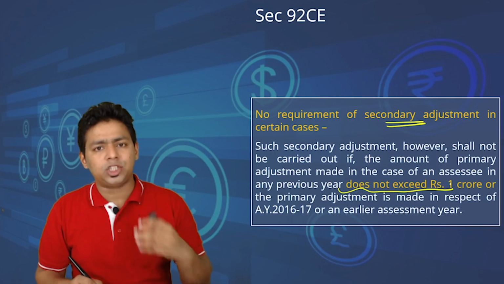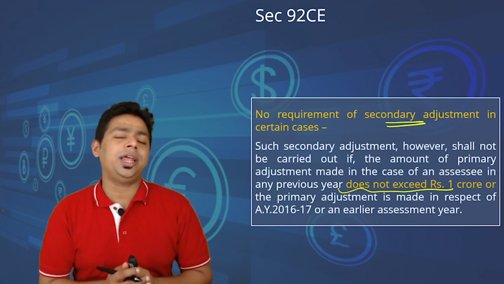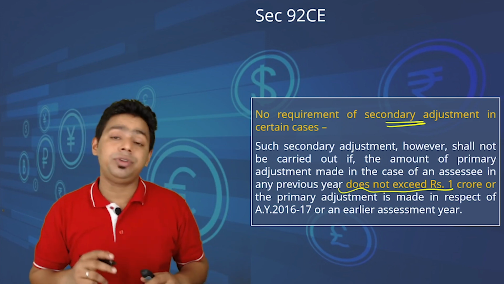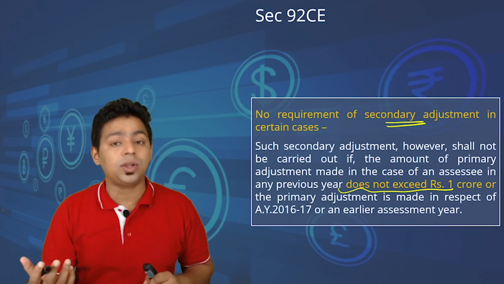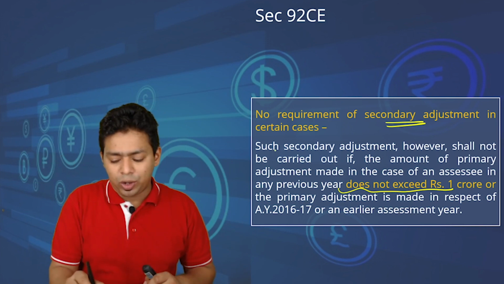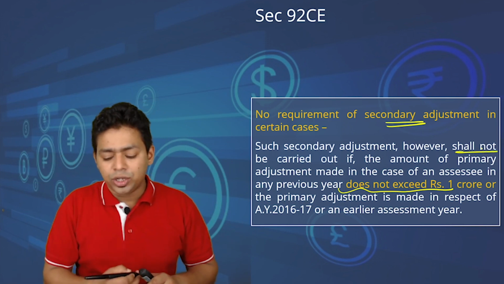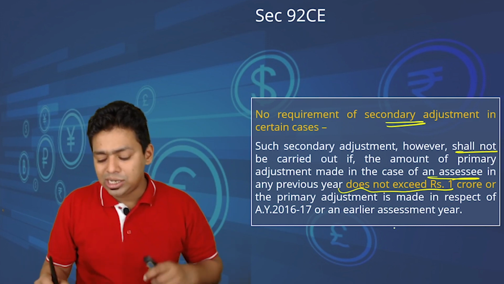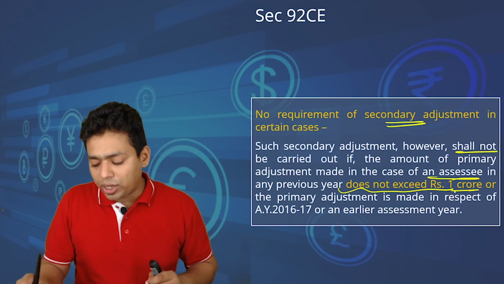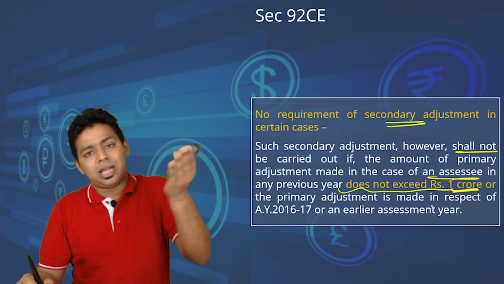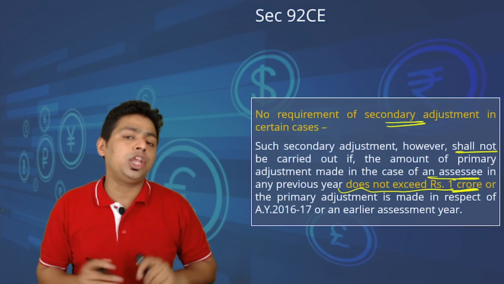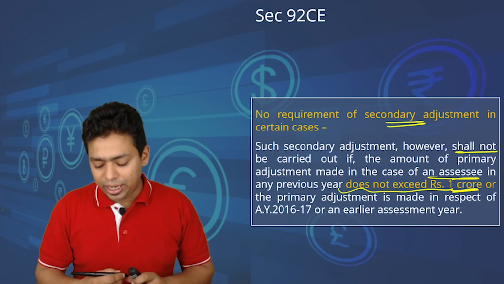If your total adjustment value is less than 1 crore rupees, then the government says, okay, you are excluded, because we are not targeting a small assessee, we are targeting large corporates, multinational corporates. Secondary adjustment, however, shall not be carried out if the amount of primary adjustment in the case of the assessee in any previous year does not exceed 1 crore. Obviously, if the primary adjustment itself is less than 1 crore, then there is no requirement to have the secondary adjustment.